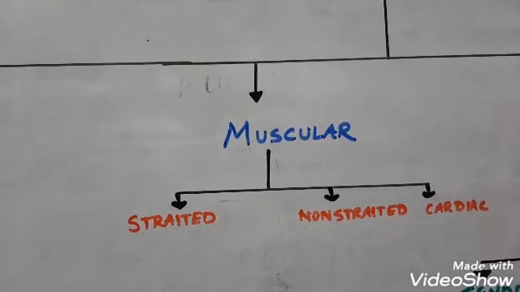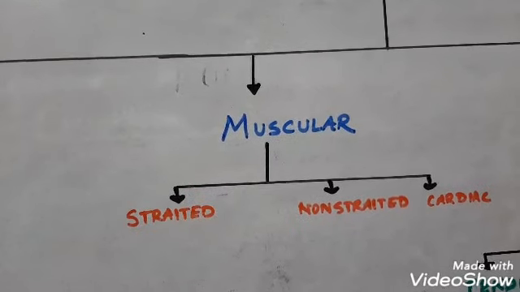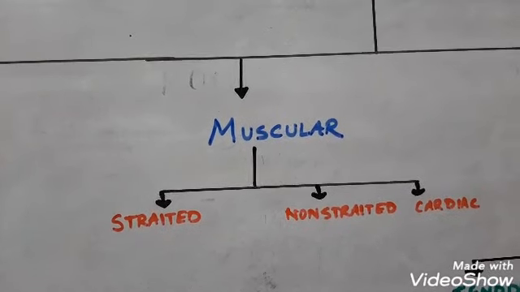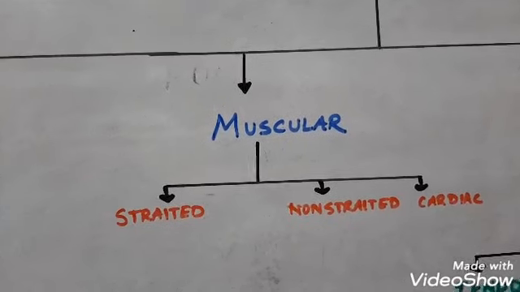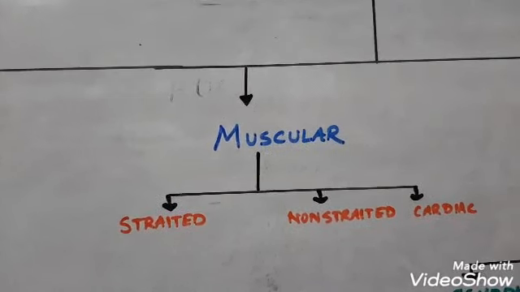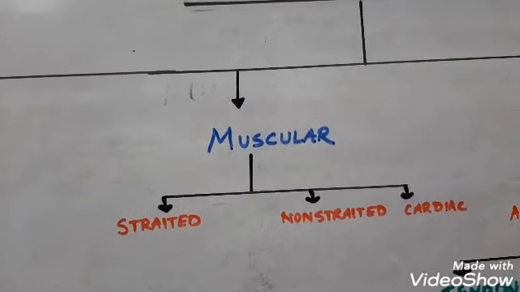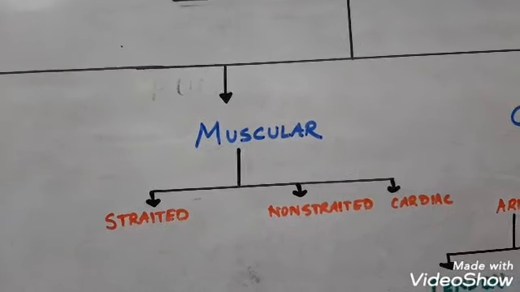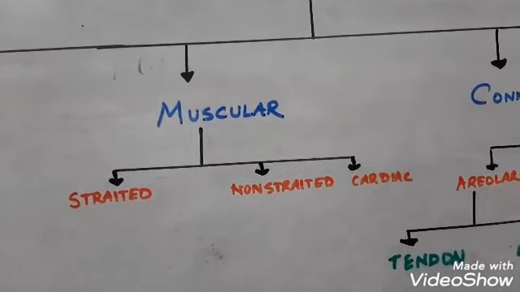Generally the muscular tissues support the bones and other organs of the body. They help in locomotion of the limbs. They help in movement, facial expression and various types of contraction of internal organs. So this is about the muscular tissues.